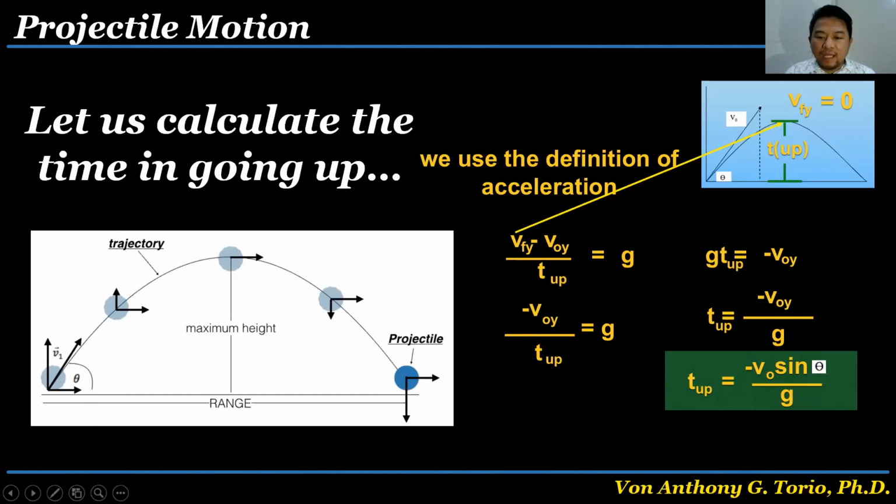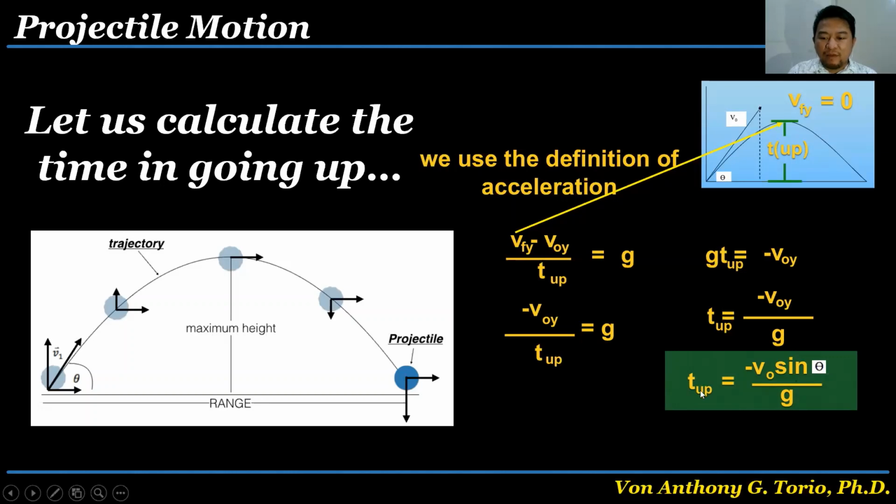And we can manipulate our equation such that we get acceleration due to gravity times the time in going up is equal to negative v naught y. And since we're calculating for t up, we divide both sides by g and get this expression. And then finally, we plug in what we have initially calculated, expressed for the initial velocity component along y, and we'll get negative v naught sine theta. And the final expression is this. The time in going up for a projectile is negative v naught sine theta all over g.